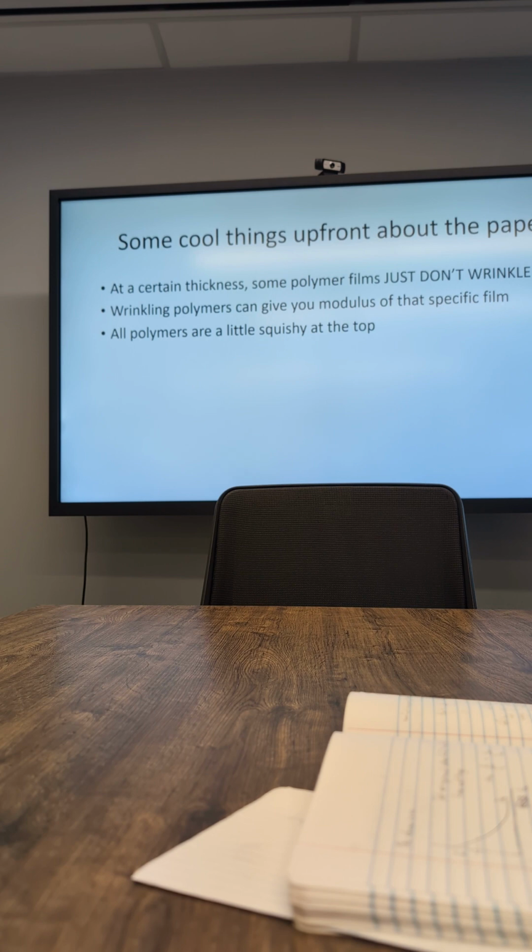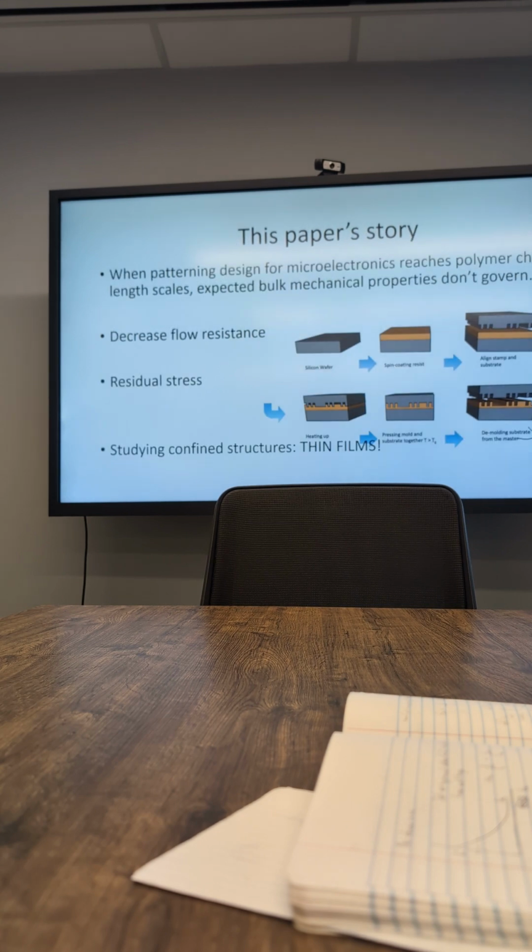They flow more. And as I said before, wrinkling polymers can give you the modulus of the specific film. And because of the surface-free effects, as I previously said, all polymers are a little squishy on top. And this happens even in bulk polymers. You could have the surface seeing these effects up to about 5 nanometers, or depending on the polymer itself, it could be deeper.